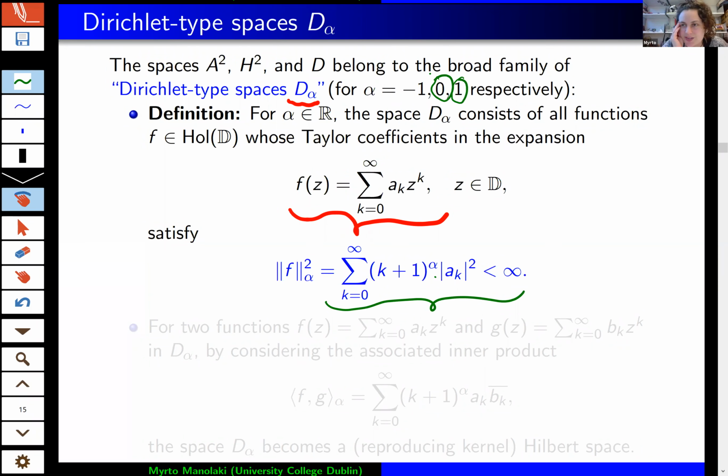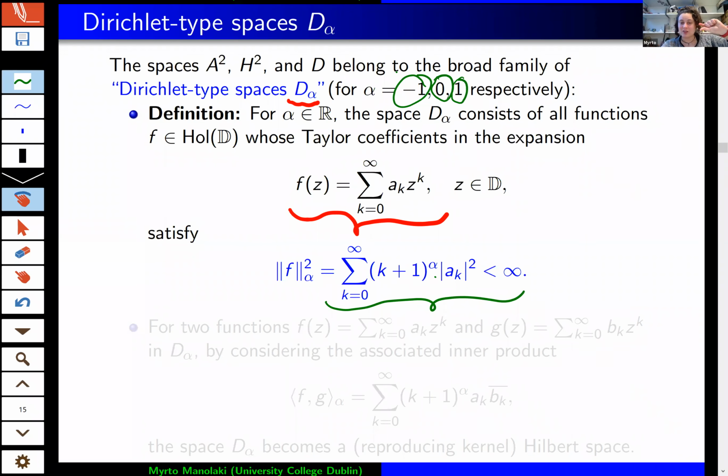A and alpha, for me as a Greek person, are the same letter. Okay, you have to know this, it makes my life easier, zeta is z, and so on. It's the hardest thing being a Greek mathematician. So for alpha equals 1, one can check that you obtain the Dirichlet space, and for alpha equals minus 1, you get the Bergman space.